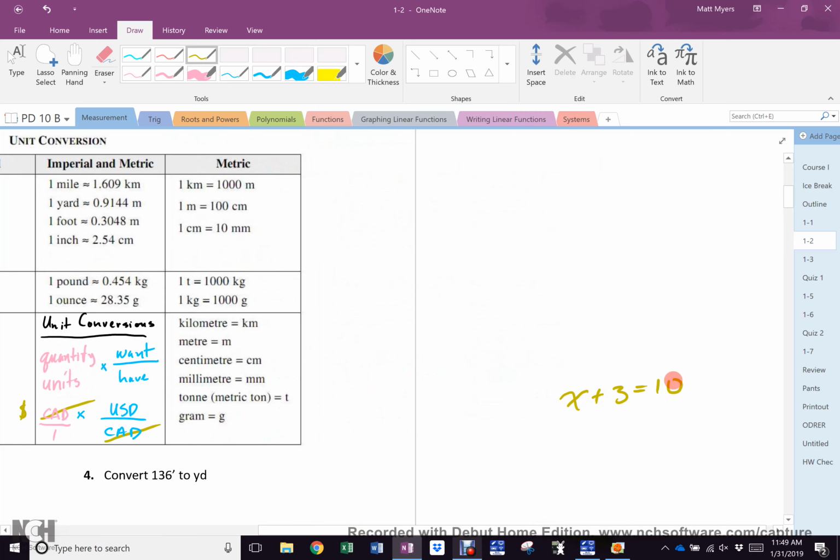Why? You know basic algebra. It's one-step algebra, right? 10 minus 3 is 7. That's the answer. You can do it in your head. But if I gave you this, can you do that in your head?